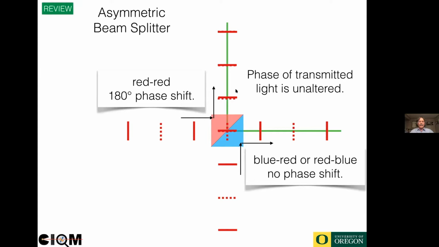And you can see here, one of the beams is a solid line with a 0 phase shift. The other beam is a dashed line with a 180 phase shift. So this beam would cancel out the 0, and there would be 0 power coming up here.